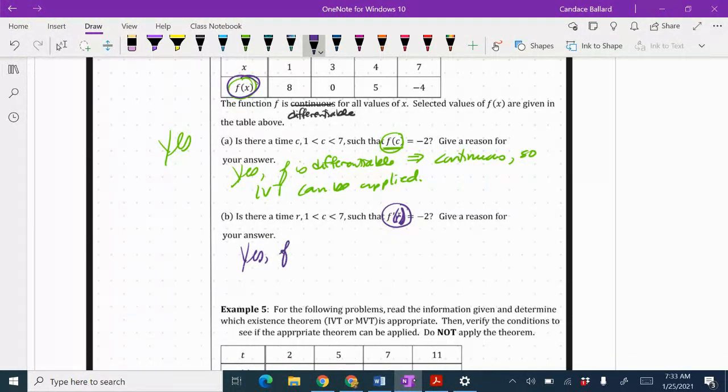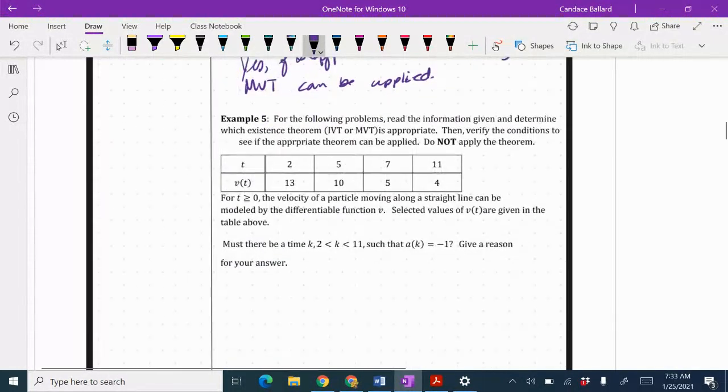So we're going to say the same thing. f is differentiable, which implies that it's continuous. So MVT can be applied. And we'll make these sentences a little bit more sophisticated as we keep moving through these type of problems and actually go the problem the whole way.